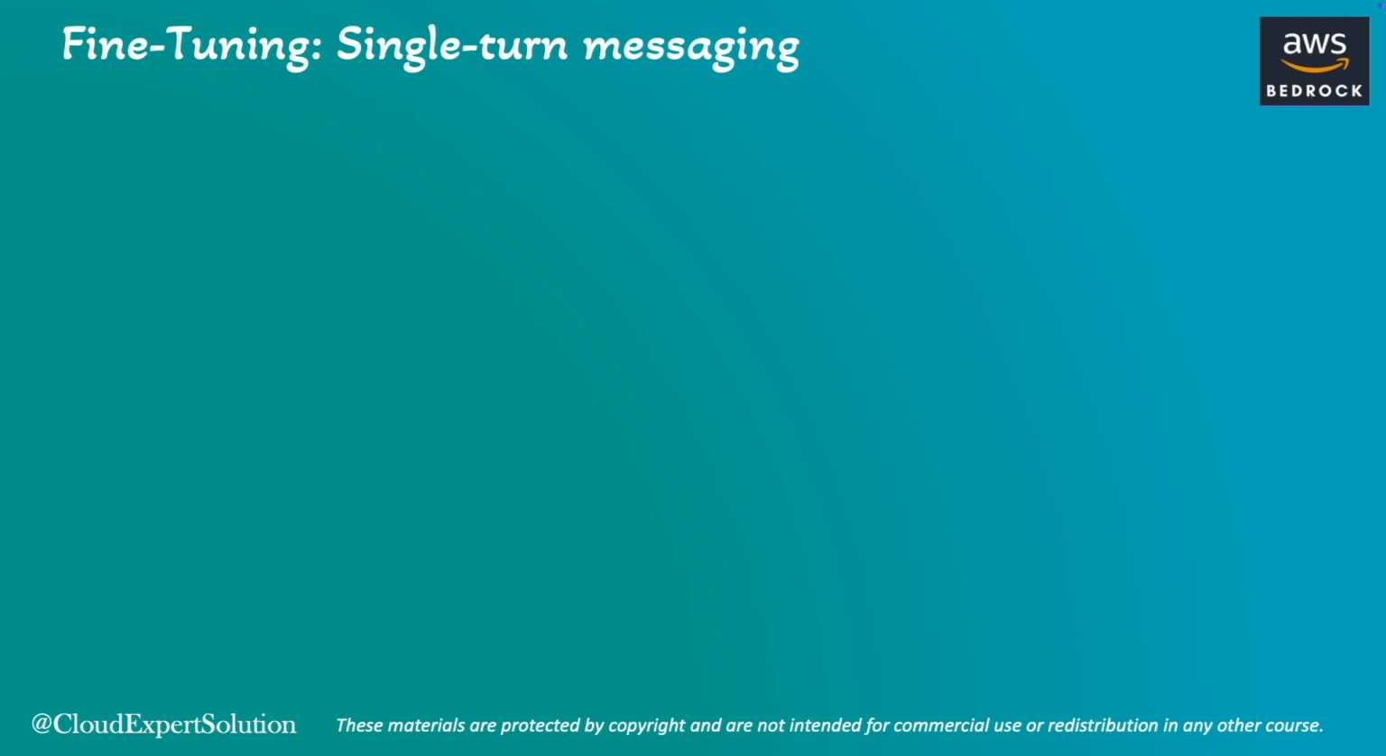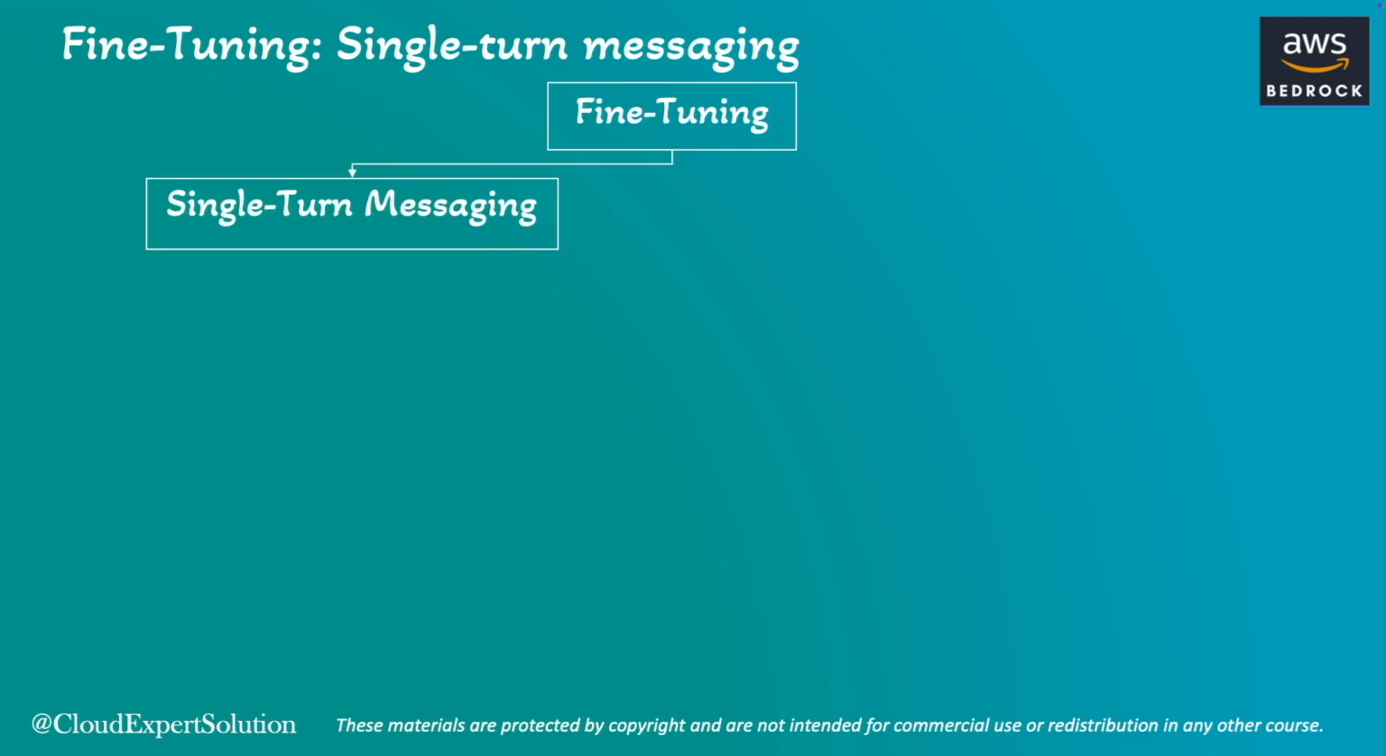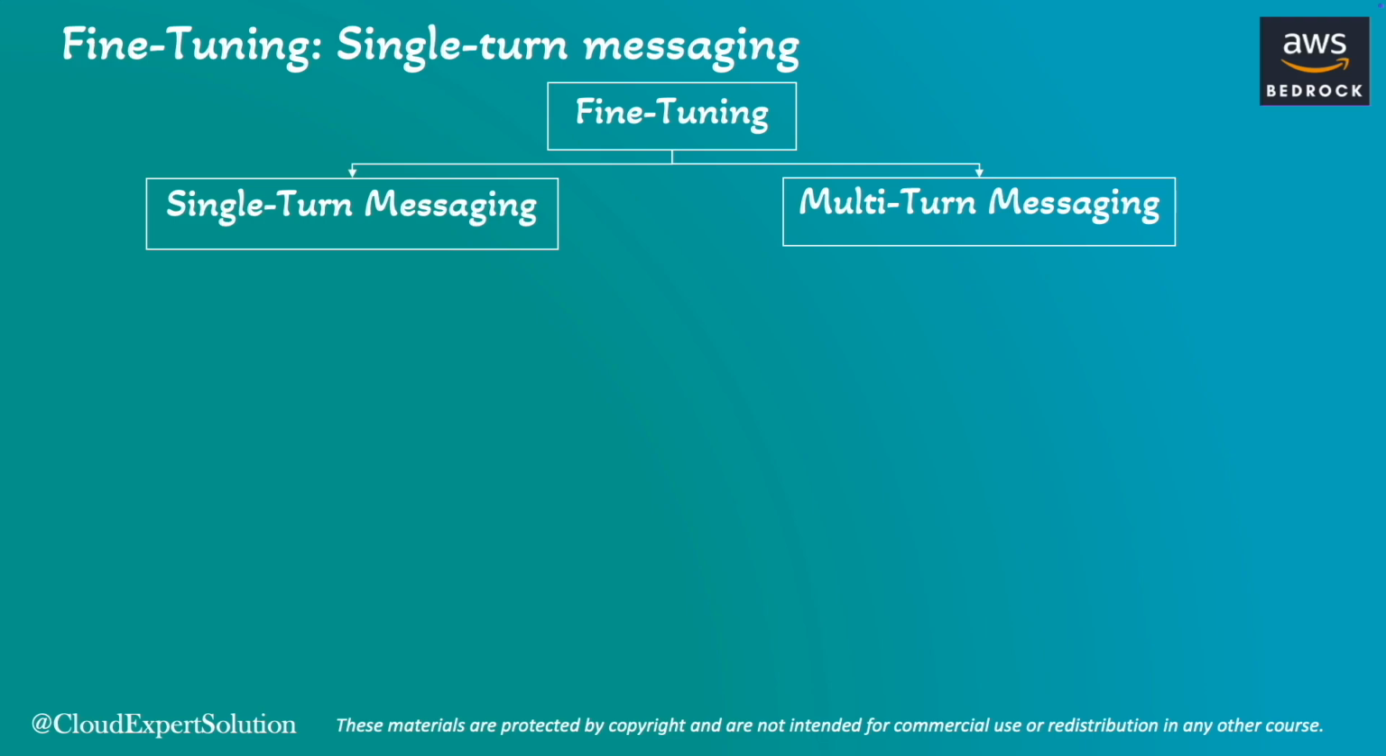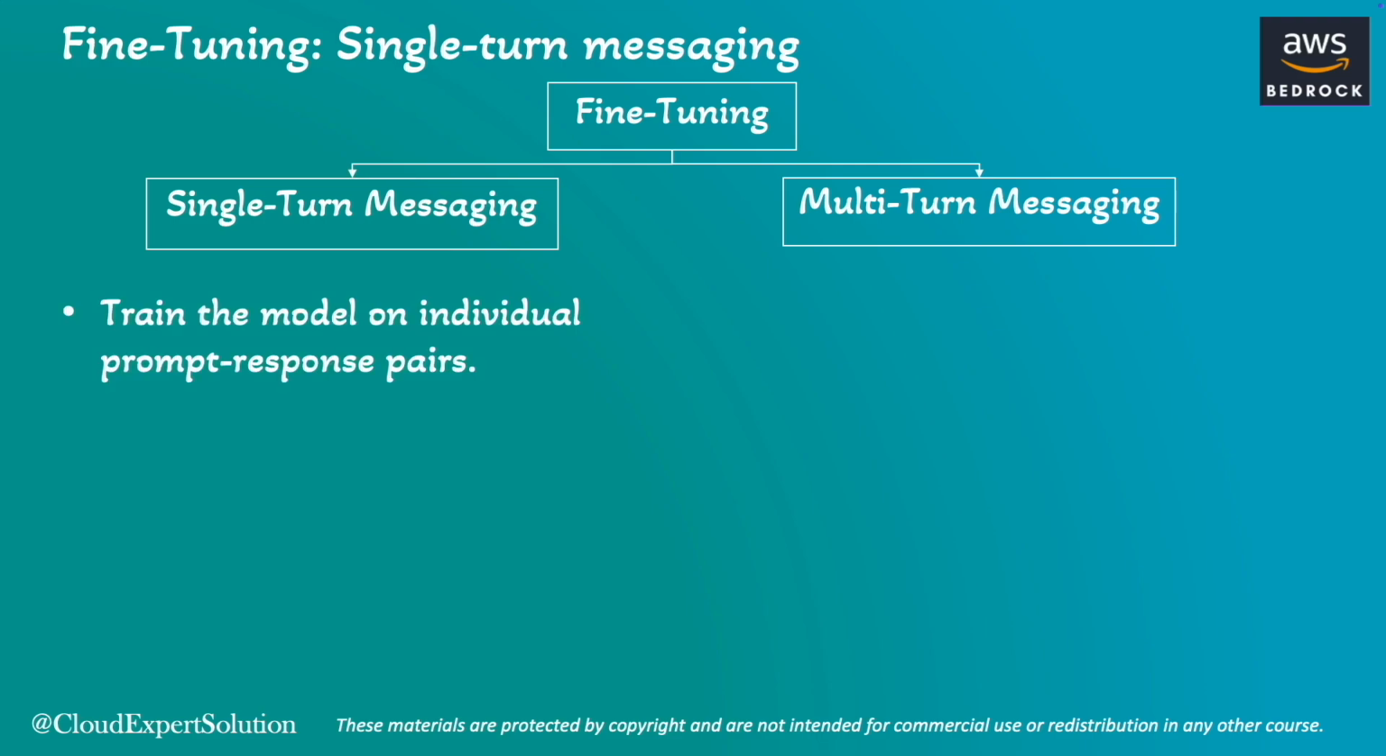Now let's review instruction-based fine-tuning. Amazon Bedrock supports two types of fine-tuning approach. One is single-turn messaging and the other is multi-turn messaging. In single-turn messaging, we train the model on individual prompt-response pairs. Single-turn messaging is useful for tasks where the context contains a single interaction.